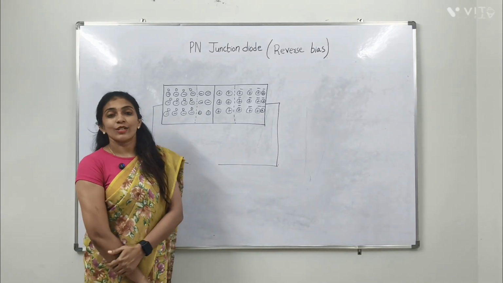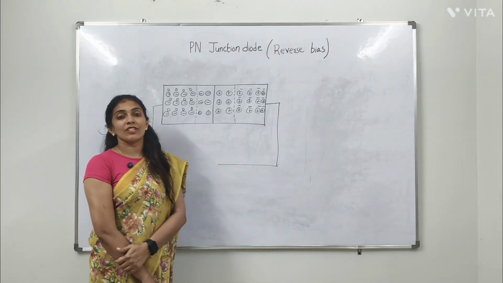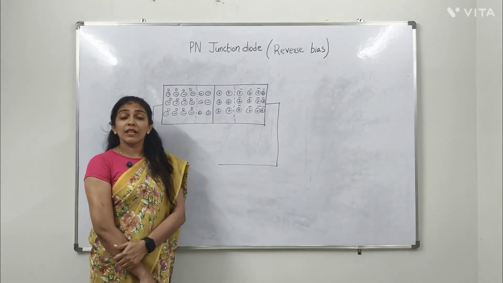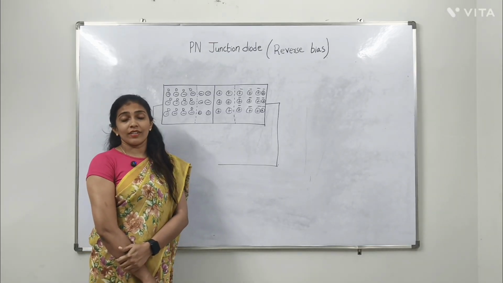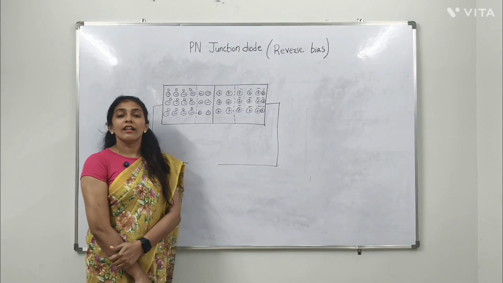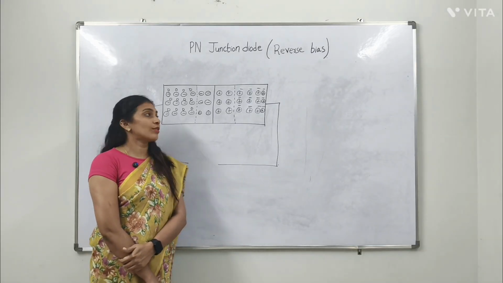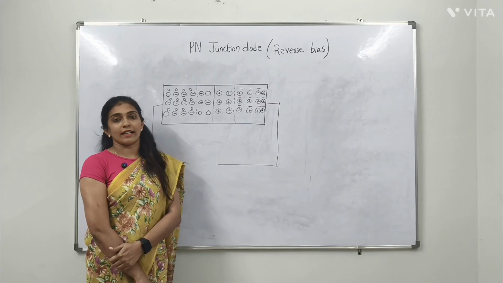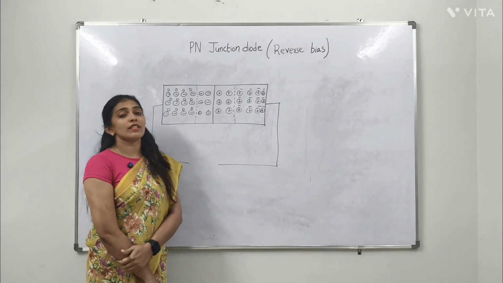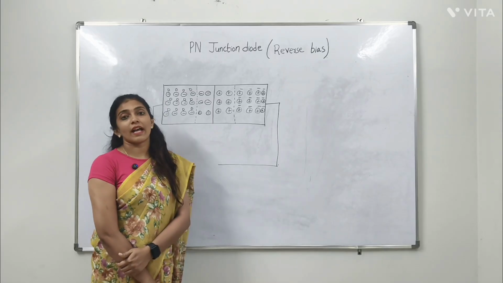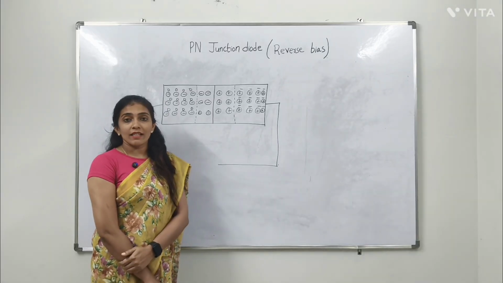Hello students, today we are discussing the PN junction diode in reverse bias condition. In the previous session, we already discussed the diode in no bias condition and in forward bias condition. Now coming to reverse bias condition. You already know what is meant by reverse bias condition.